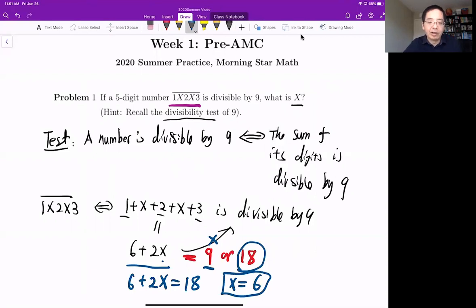So the final answer is that 6 is the only digit to make this 5-digit number divisible by 9. Here the key is the divisibility test. Let me say again, the divisibility test for 9 says a number is divisible by 9 if and only if the sum of its digits is divisible by 9. All right.